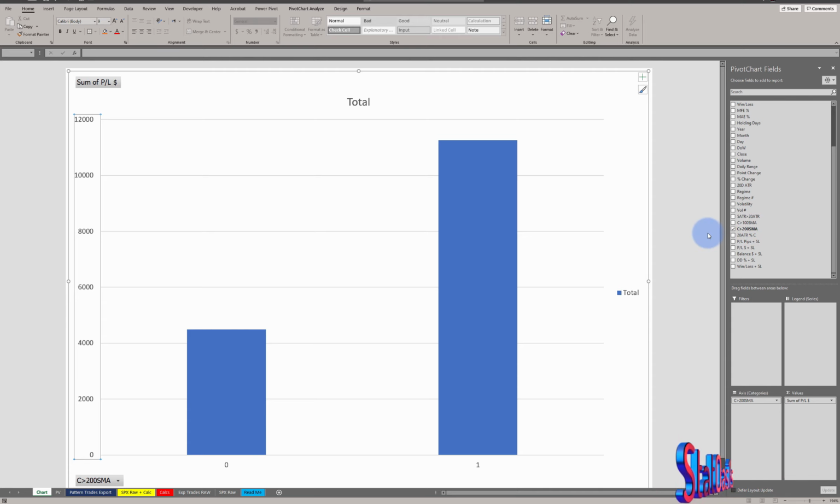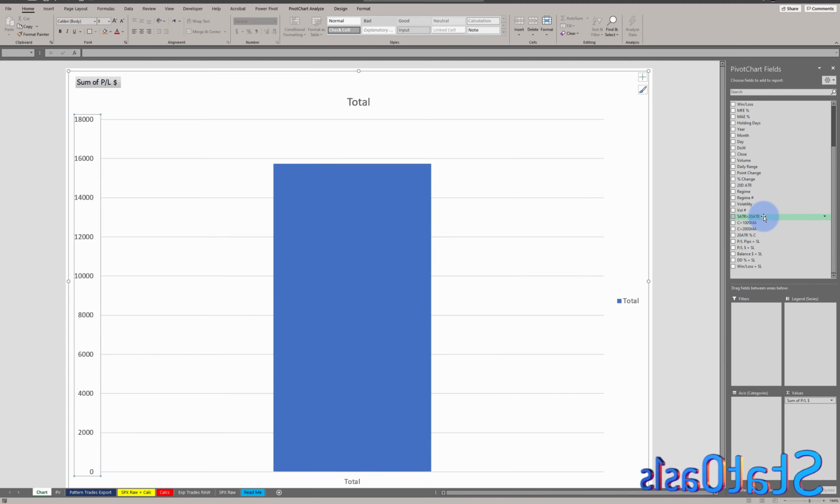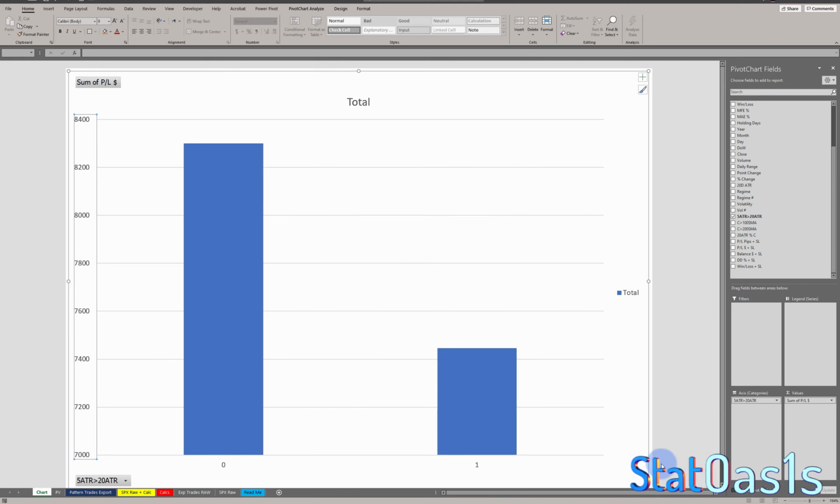And what if I want to check when the volatility is rising? I represent this by the 5-day moving average being greater than the 20-day moving average of the ATR, the average true range. If I put it in, we can see that when the volatility is rising, I make less money. But again, it's not much less: 7,400 compared to 8,400. So I cannot use that filter either.